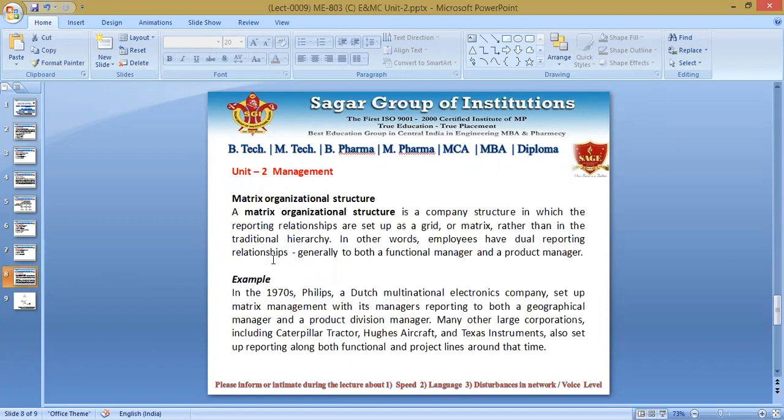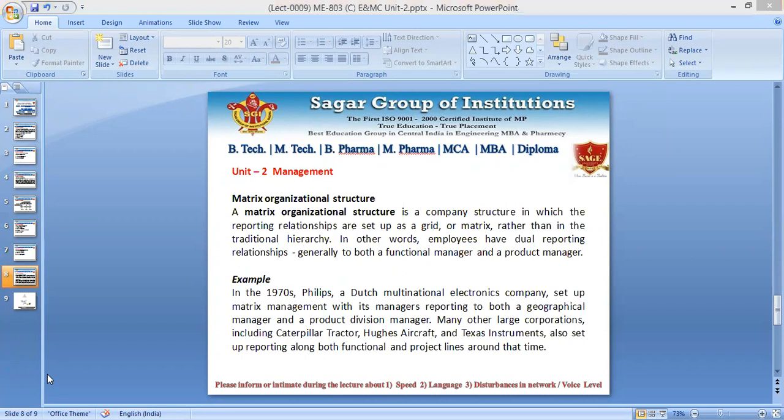Now we have another last topic with us, which is the matrix organizational structure. What exactly is this matrix organization structure, and how is it different from line organization and line and staff organization? Let us go through it. This matrix organization is basically a structure inside the company in which reporting relationships are set up as a grid or a matrix, a little similar to the traditional hierarchy.